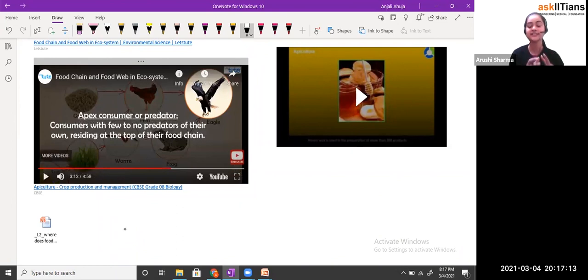So, students, in this food chain, if you notice, the eagle is at the highest level. That means at that point, no other organism is going to consume this eagle. Okay. So, such types of consumers are called apex consumers or predators. So, consumers with few to no predators of their own, residing at the top of their food chain, we call apex consumers. Fine, students?